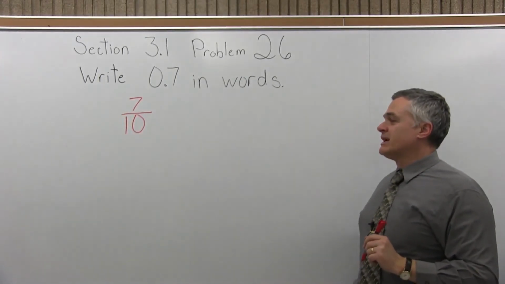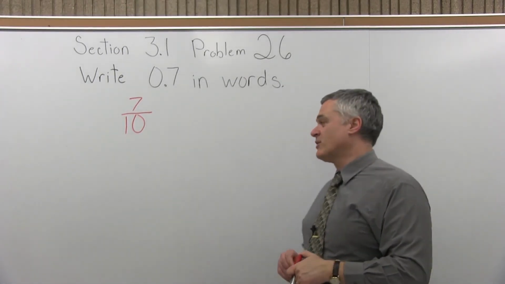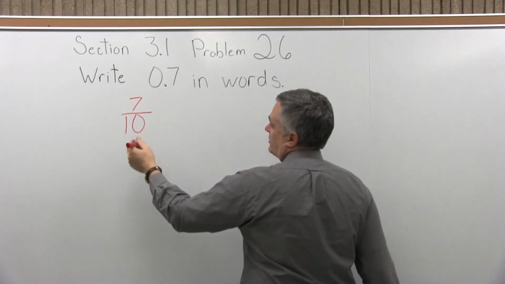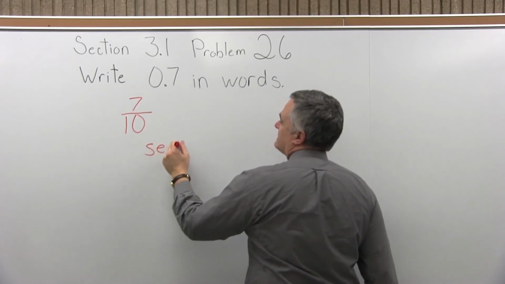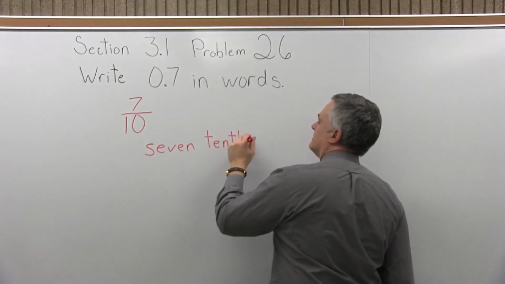And now that it's written like this, if you're going to leave it as a decimal, at this point you reduce if the fraction is reducible. But to write it in words, you would just write what the top is, and then you would say tenths. So in words, 0.7 would be written 7/10, like that.